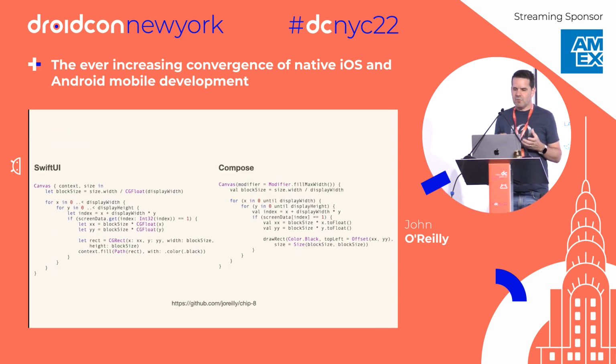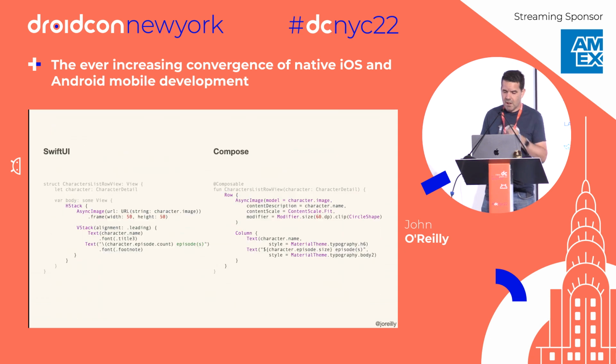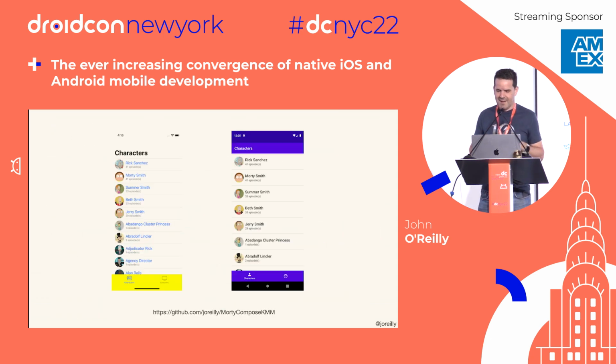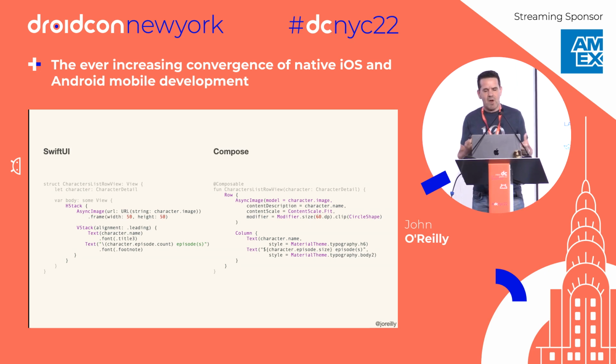So at a glance, we firstly see that SwiftUI uses structs, whereas Compose uses Kotlin functions. But if we ignore the outer, what you might call wrapping around the UI elements, I think we see more clearly how similar these are.